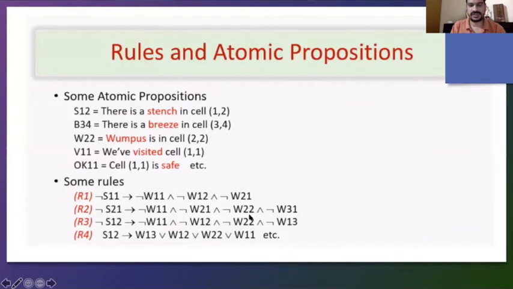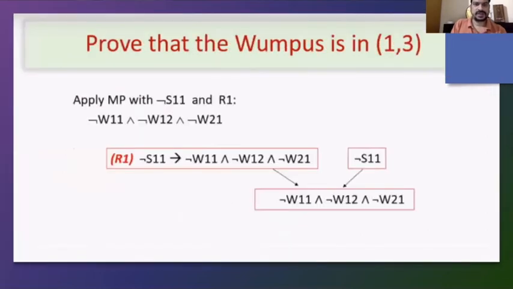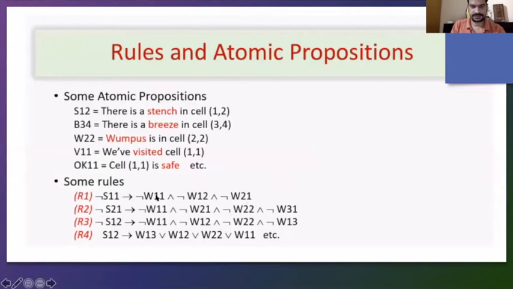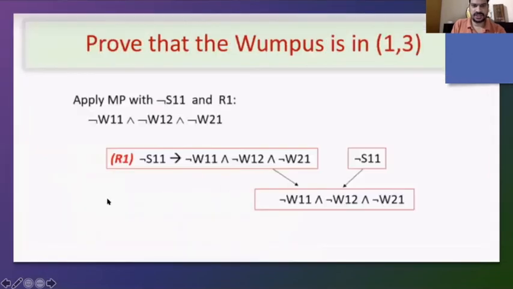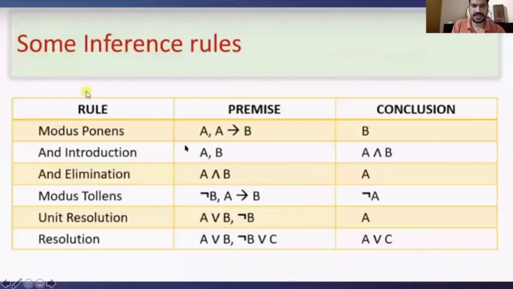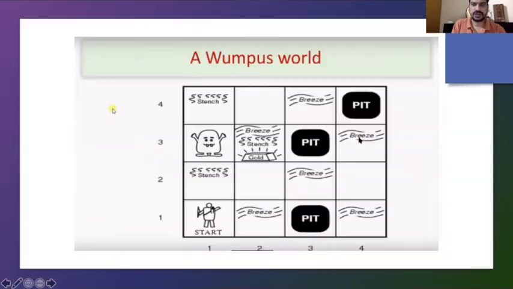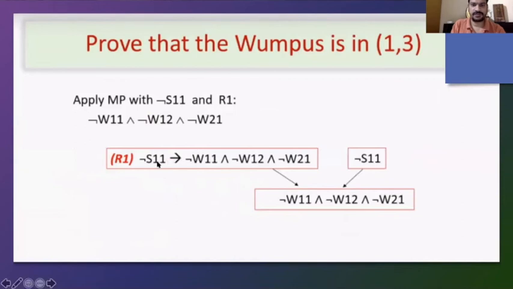Based on these rules, we'll see that in that particular set there is no Wumpus. That is the conclusion we have to draw. Now let's see. First we'll apply modus ponens with negation of S11 and R1. So what is R1? R1 is this one. Modus ponens says that if you have A and A implies B, you will get B as a conclusion. So when you apply modus ponens, definitely these two will be cancelled out, and you will get this result.